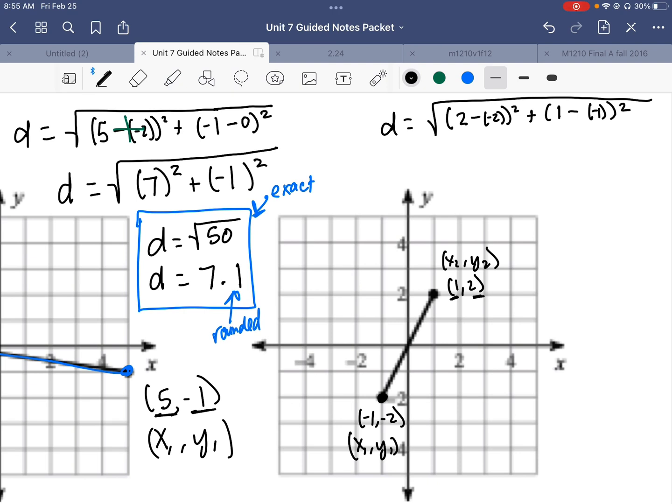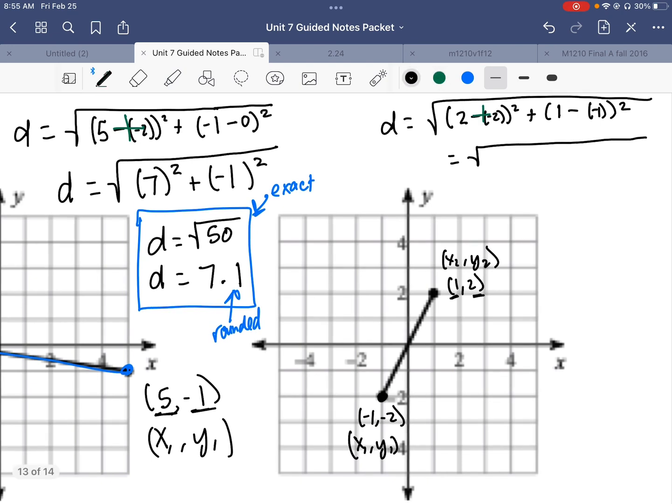Now again, you can put this straight into your calculator. I think it gets kind of hard with the parentheses, so I would simplify first. And I would realize that 2 minus a -2 is actually 2 plus 2. So this is going to be 4 squared plus, again, 1 minus a -1 is actually a plus. So 1 plus 1 is 2.